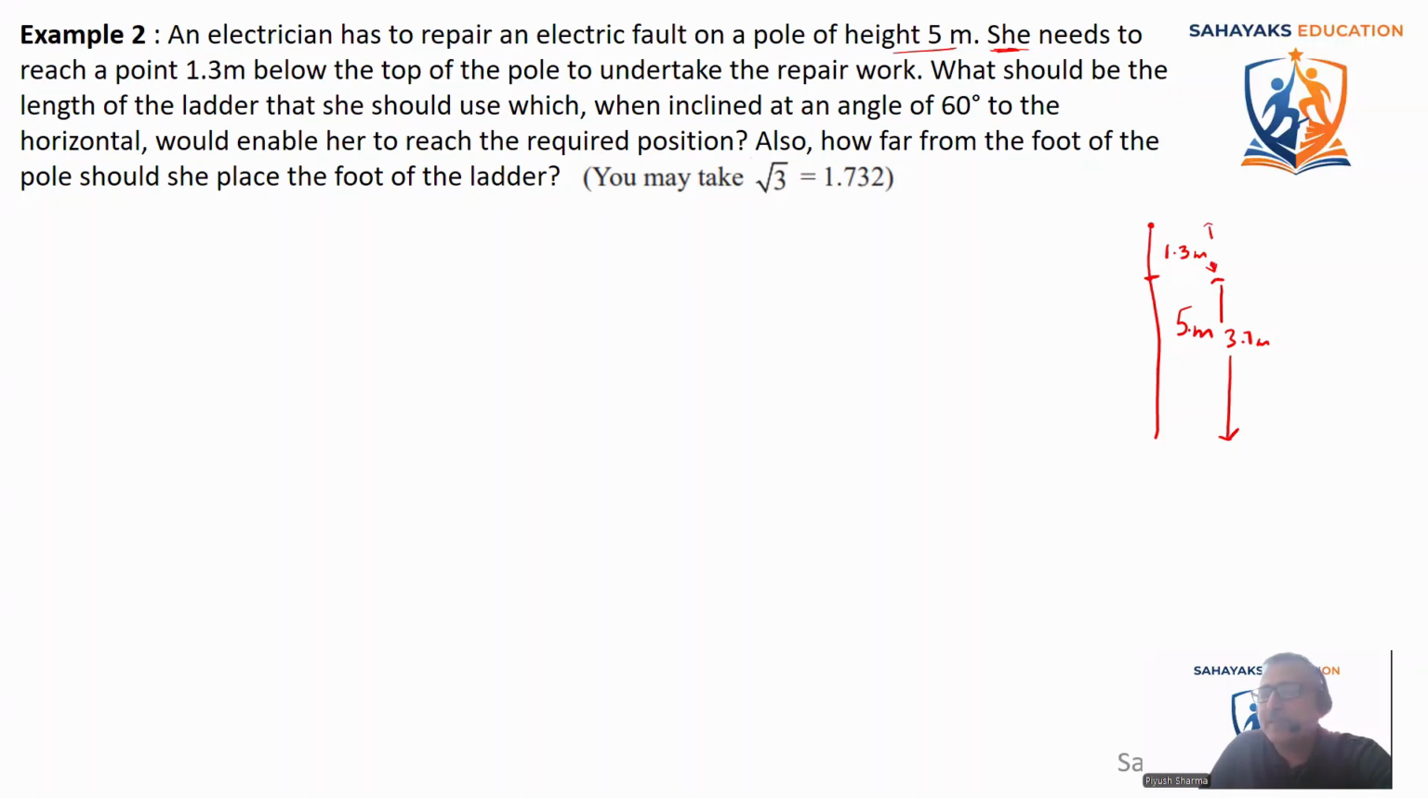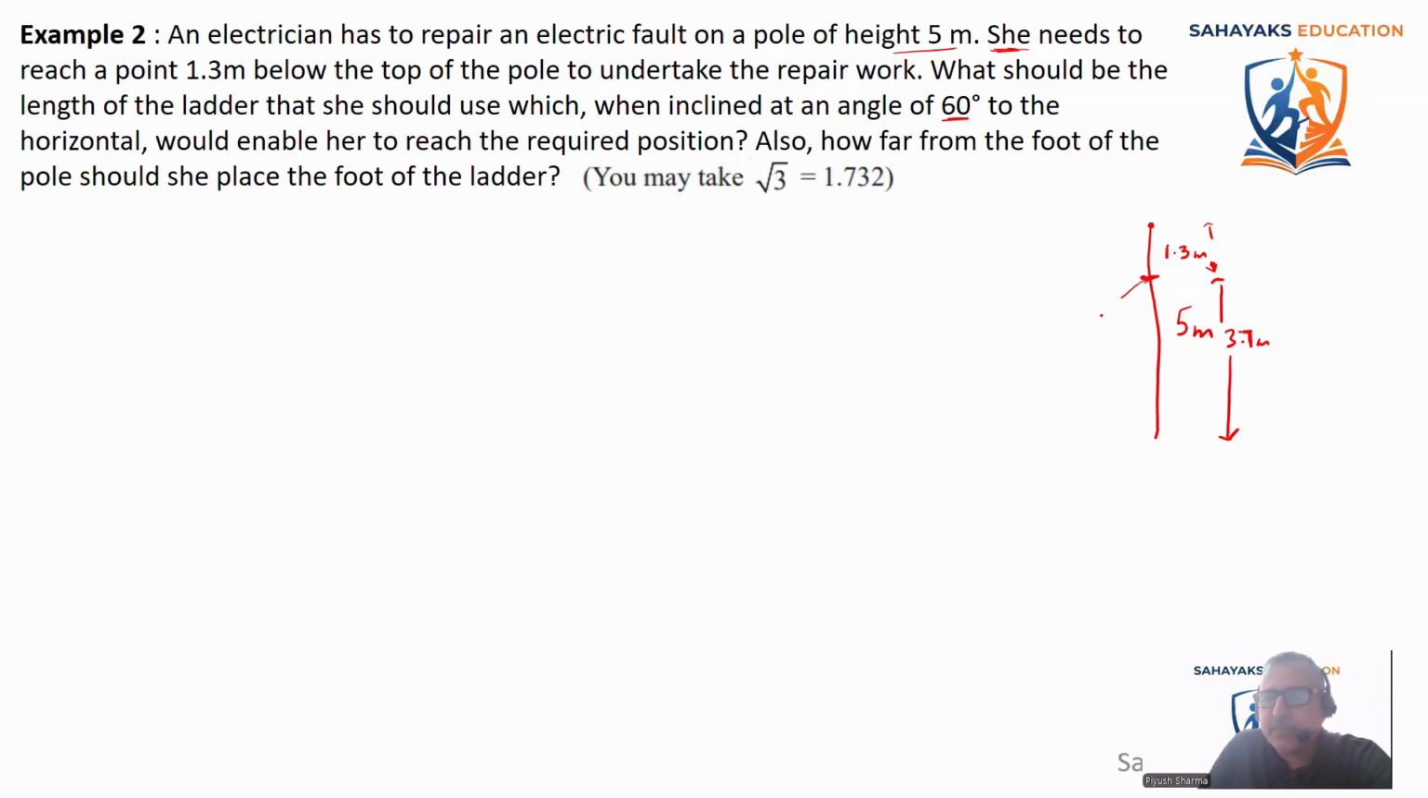Okay, so 5 meter on an overall 3.7. So usko yahan tak jana hai. What should be the length of the ladder that she should use when inclined at an angle of 60 degree to the horizontal would enable her to reach the required position? Also, how far from the foot of the pole should she place the foot of the ladder? Okay, so we have to find out two things.